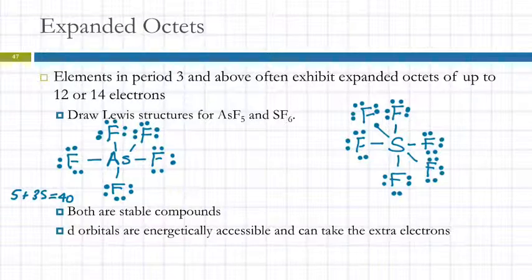And then the sulfur brought in 6 electrons. 1, 2, 3, 4, 5, 6. And so if it makes 6 bonds, and we break all those bonds in half, it would also leave with 6 electrons, and then it would have a 0 formal charge.